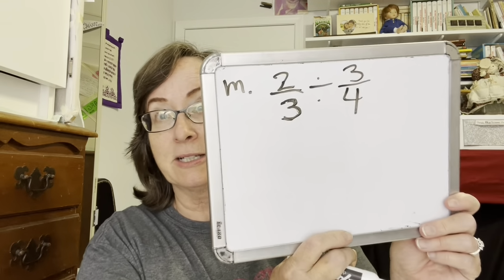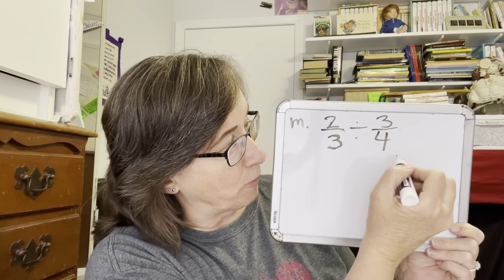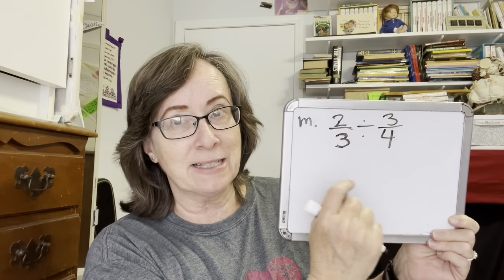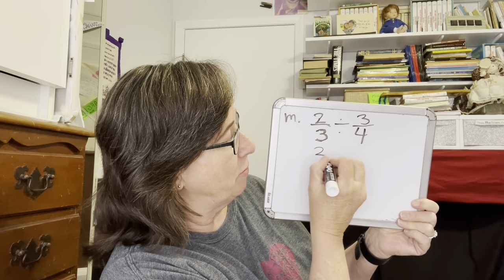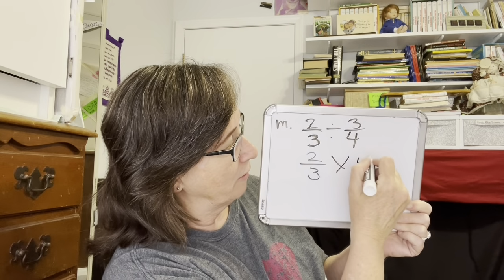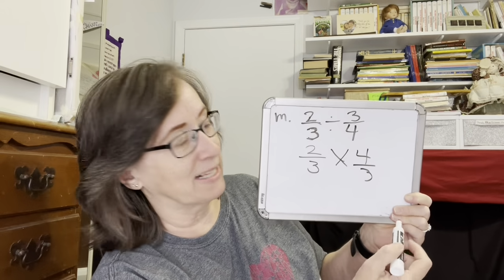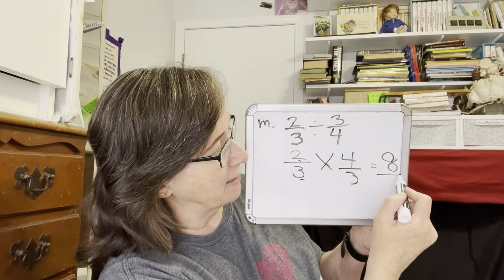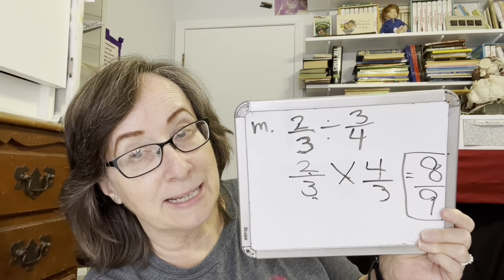Okay, so M just gives us 2 fractions divided. 2/3 divided by 3/4. Okay, now, don't get fooled. You say, oh, I can cancel. You can't cancel yet because that's division. So we're going to say 2/3 times, flip this one over, 4/3. Okay, so now nothing cancels. 2 times 4 is 8. 3 times 3 is 9. And the answer is 8/9.